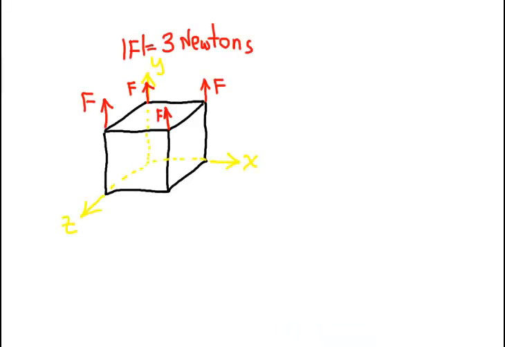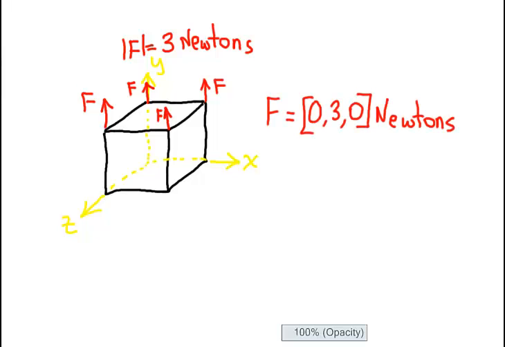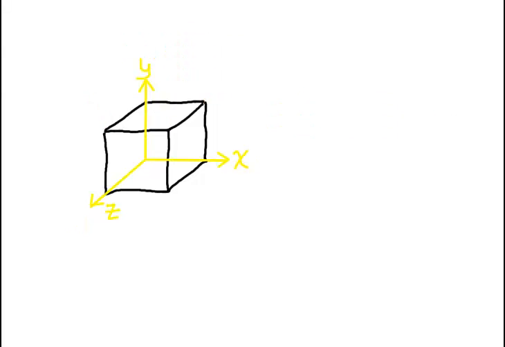Now let's look at another example. Each one of those forces has a magnitude of 3 newtons. How do you express it as a three-dimensional vector? There's no component in the x direction, so that's 0. There's no component in the z direction, so that's 0. There's only one component, and it acts in the y direction, and so the y component of the force vector is 3.